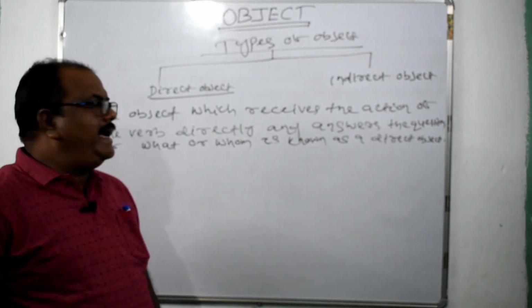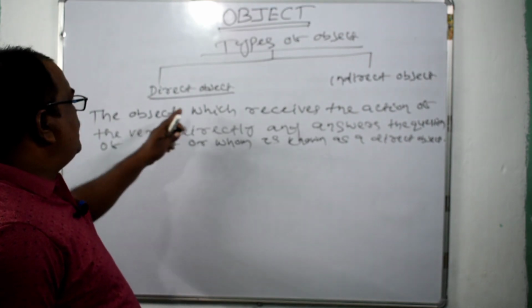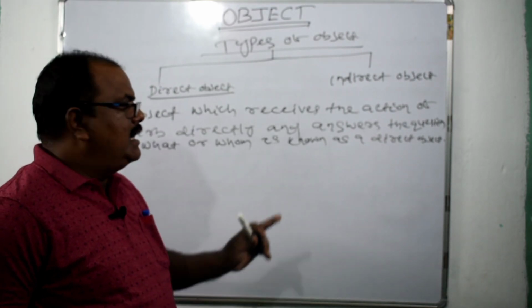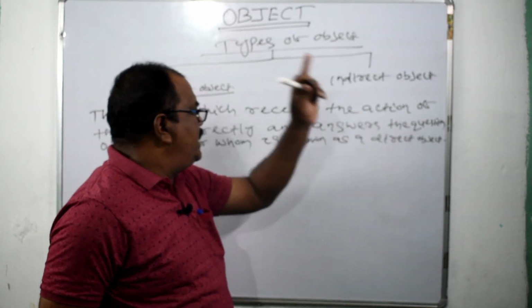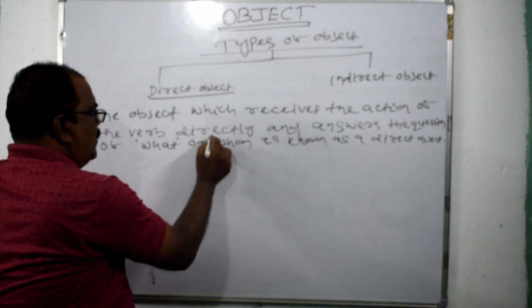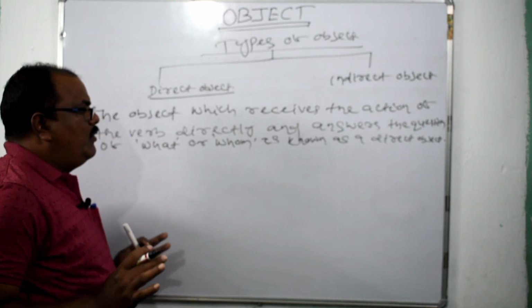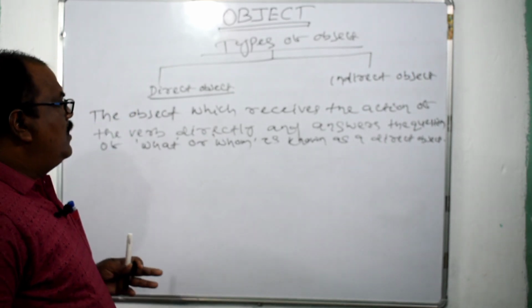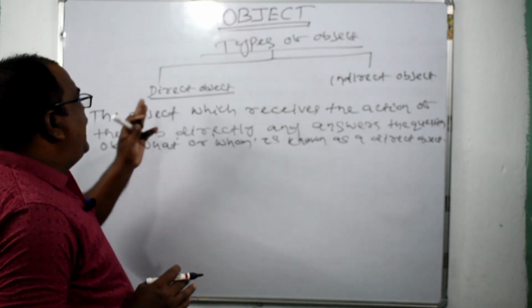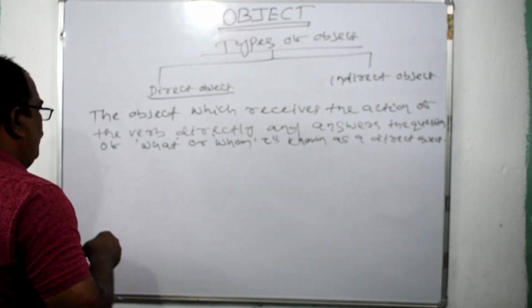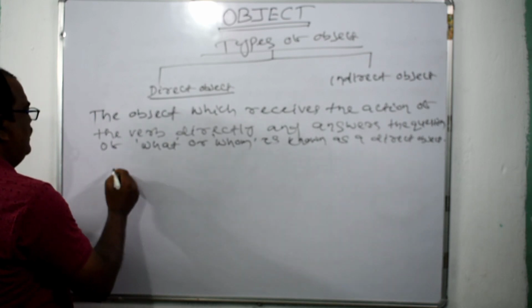What do we mean by direct object? The object which receives the action of the verb directly and answers the question of what or whom is known as a direct object. Now we will understand the direct object through the examples. We can take the examples.